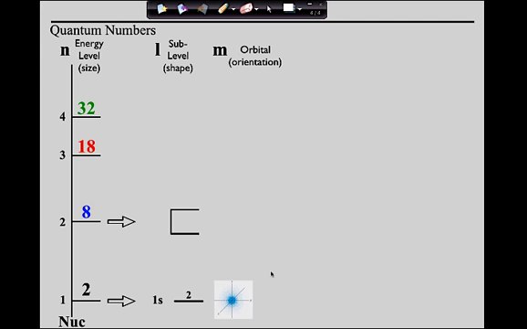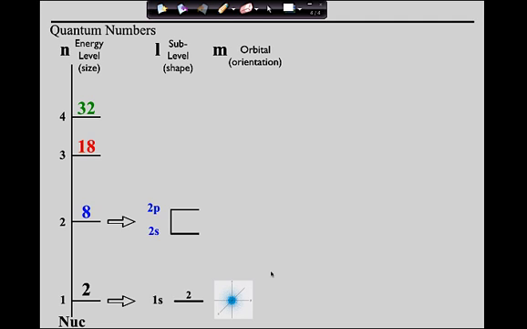Okay, here we go. You ready? What are the 2 sublevels in the second energy level? S and P. Notice, guys, that we call them the 2s and the 2p because they're in the second energy level.